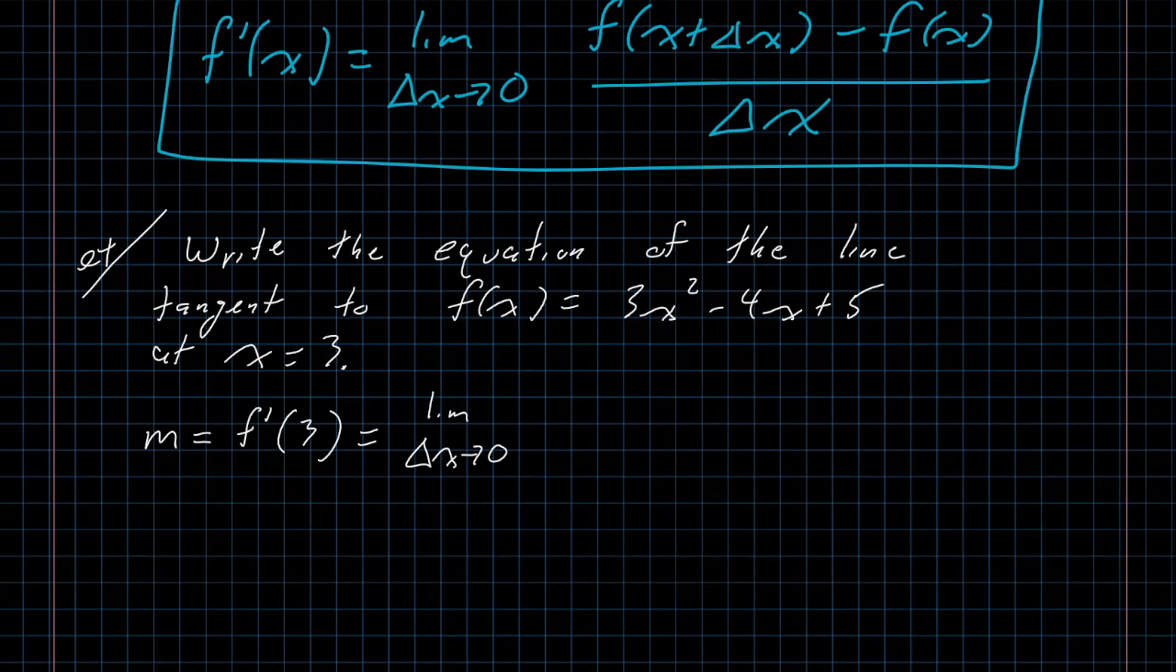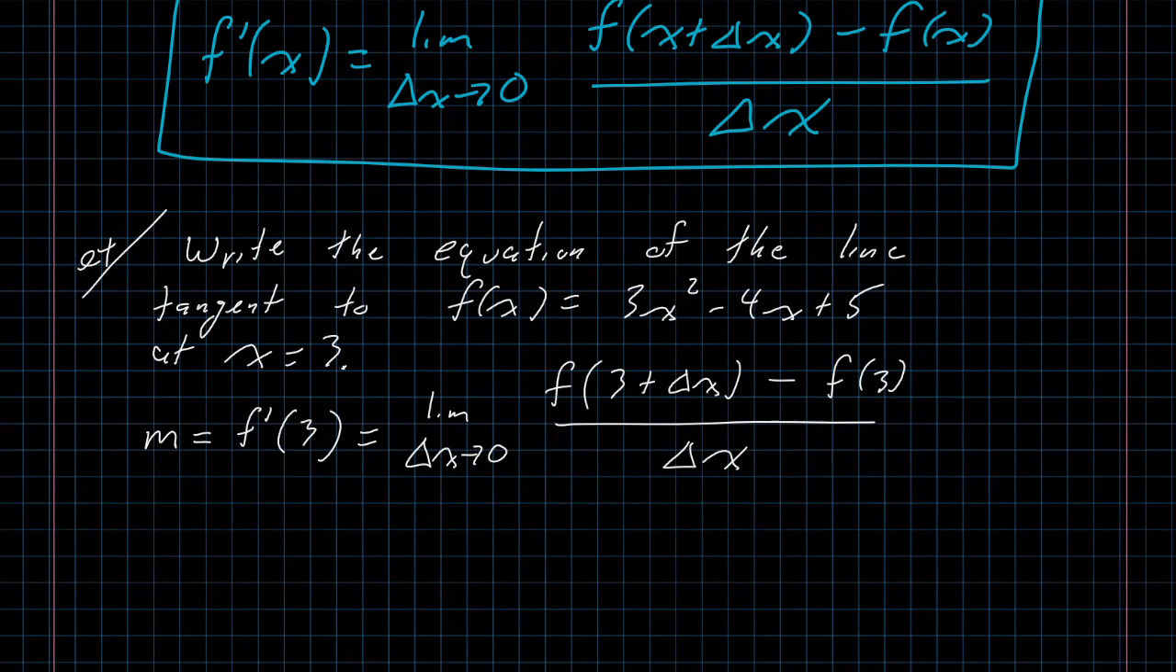And just following my formula here, f prime of 3 is the limit as delta x goes to 0 of f of 3 plus delta x minus f of 3 all over delta x. Right, so we want to evaluate the function. Plug in x equals 3. 3 squared is 9. 3 times 9 is 27. So we have 27 minus 12 plus 5, which is 20.